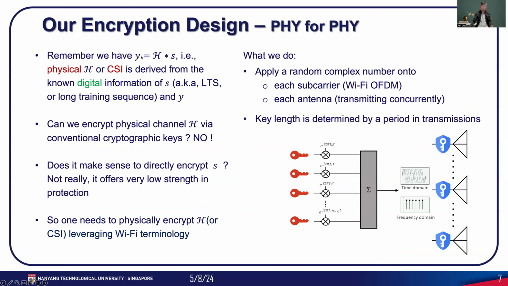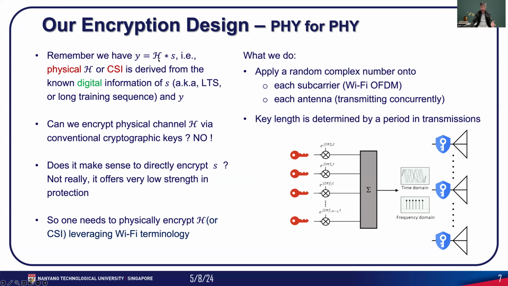Remember that we have this relation between sending some known S, here it's actually called the long training sequence, and letting the S go through the channel H, or CSI. Then the receiver receives Y. So knowing Y and S, we can derive the H. So that's Wi-Fi sensing.